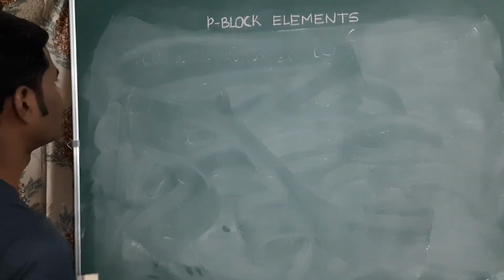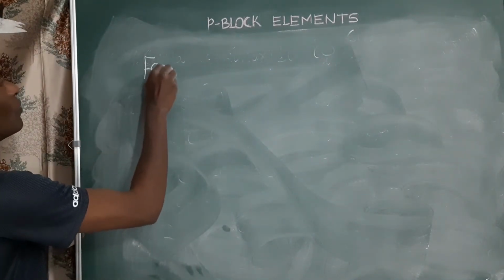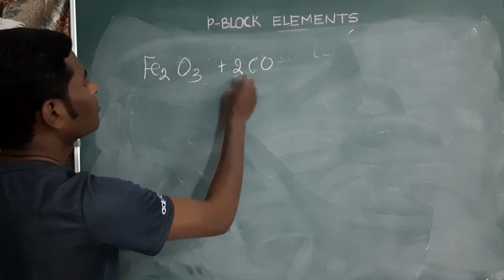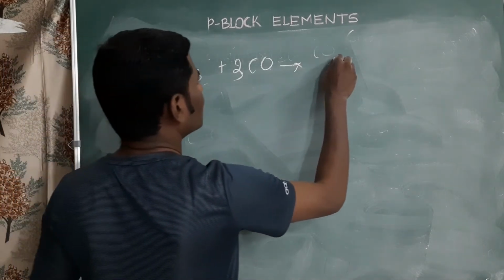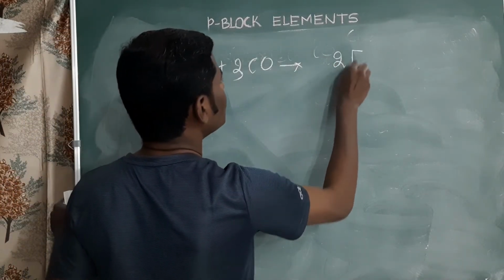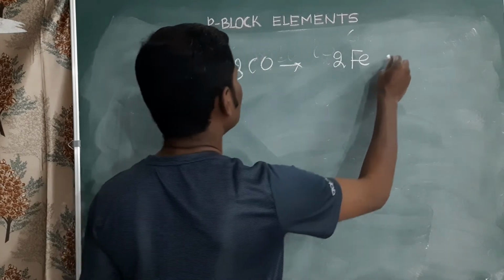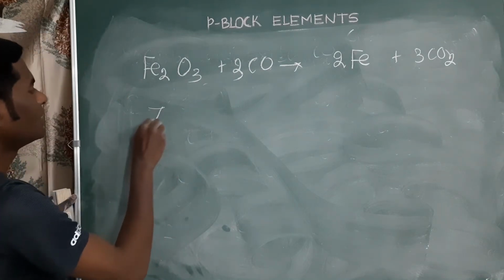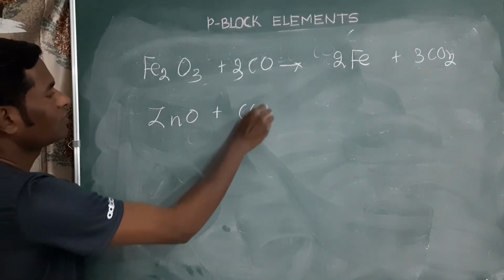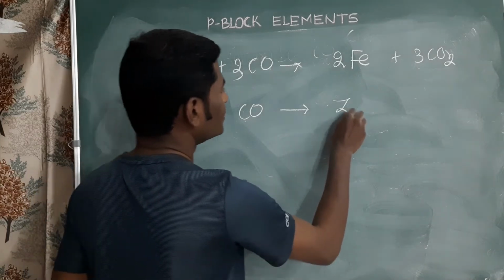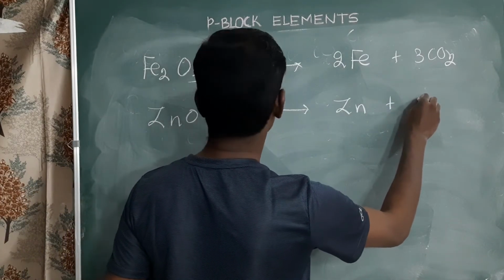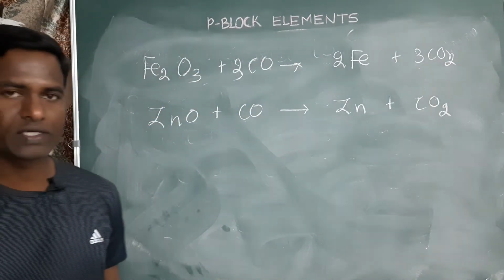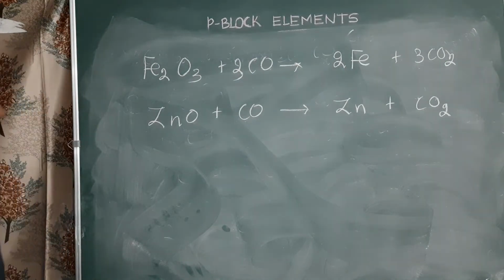Example, hematite, the ore of iron, molecular formula Fe2O3. When treated with carbon monoxide, this oxide will be reduced to iron, and carbon monoxide is oxidized to carbon dioxide. Similarly, when zinc oxide is treated with carbon monoxide, zinc oxide is reduced to zinc, and carbon monoxide is oxidized to carbon dioxide. So carbon monoxide plays an important role in metallurgy.